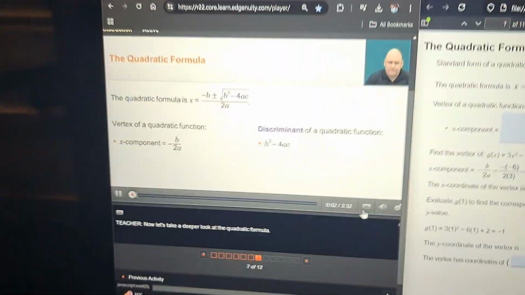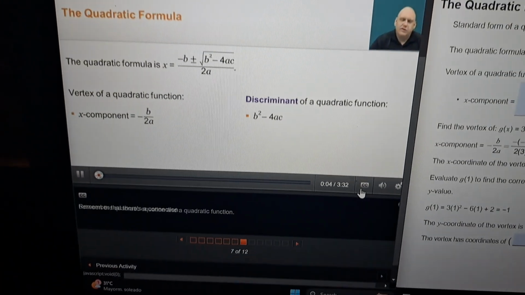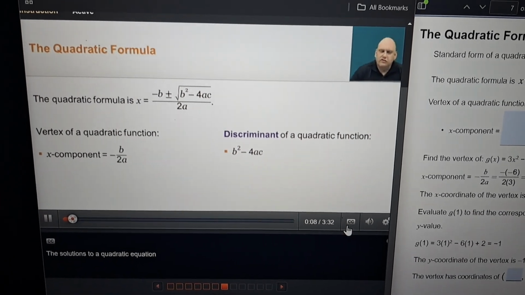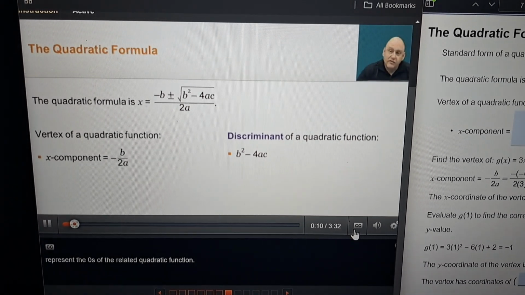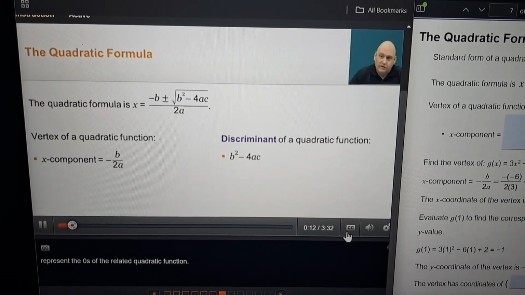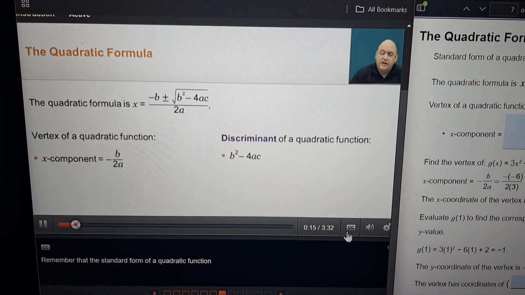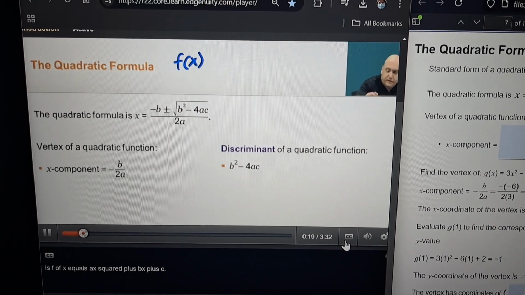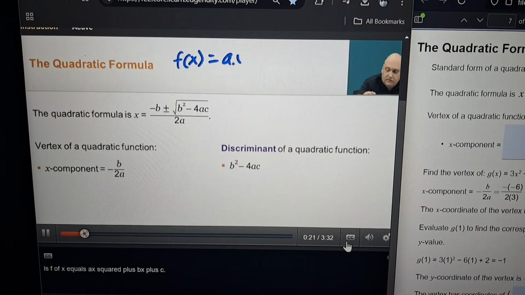Now let's take a deeper look at something. Remember that there's a connection between the quadratic equation and a quadratic function. The solutions to a quadratic equation represent the zeros of the related quadratic function. Remember that the standard form of a quadratic function is f of x equals ax squared plus bx plus c.